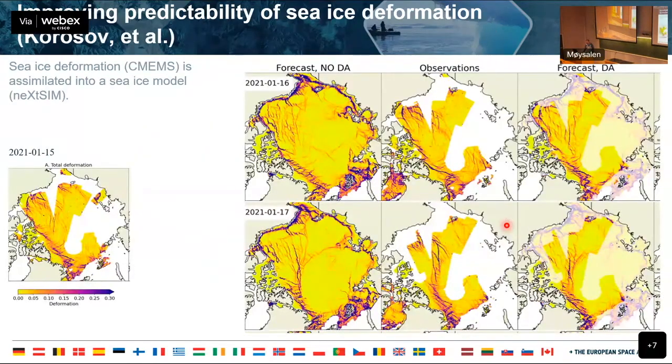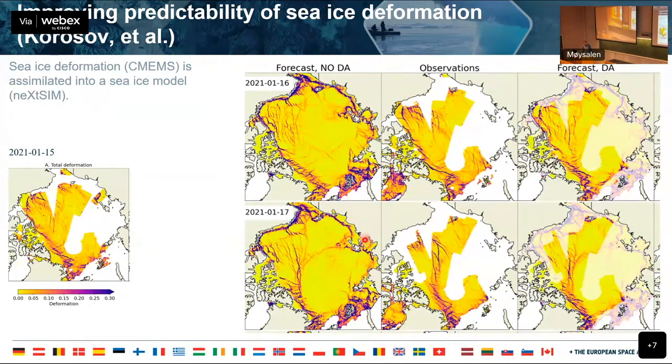Another example of using sea ice deformation is assimilation into models. So here we have total deformation computed from ice drift, and this is a product of CMEMS produced by DTU. And then we can take this deformation product and assimilate it into a sea ice model called neXtSIM. And here is an example of the impact of this assimilation.